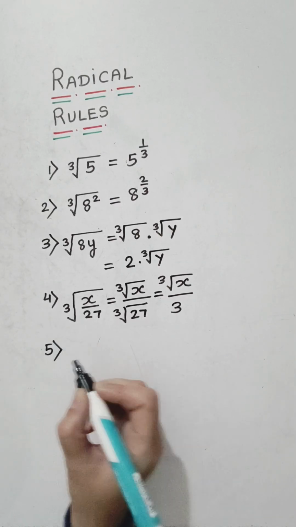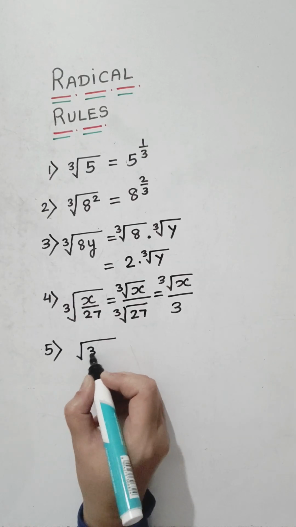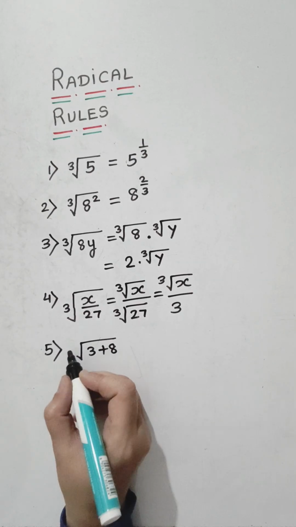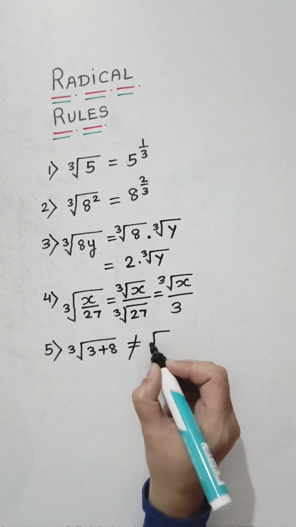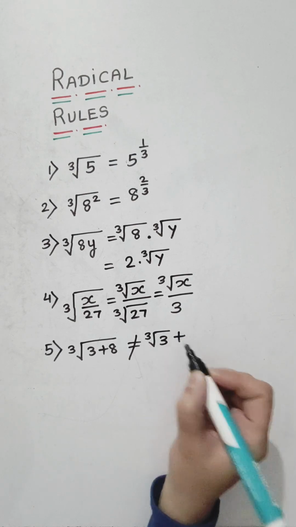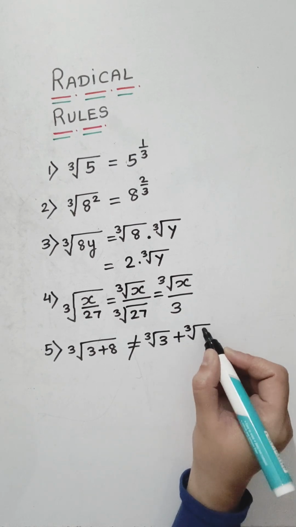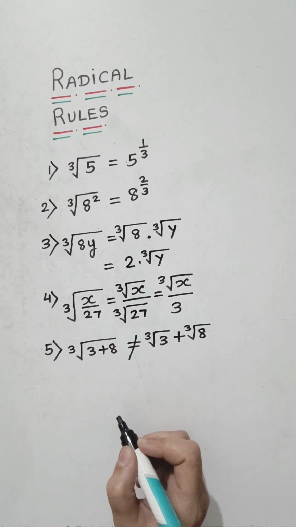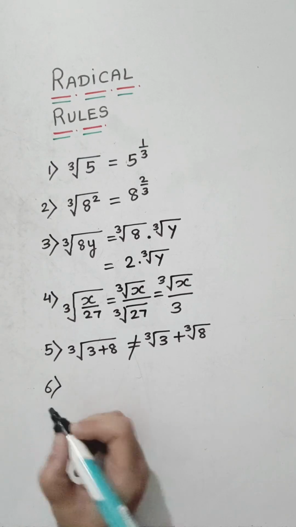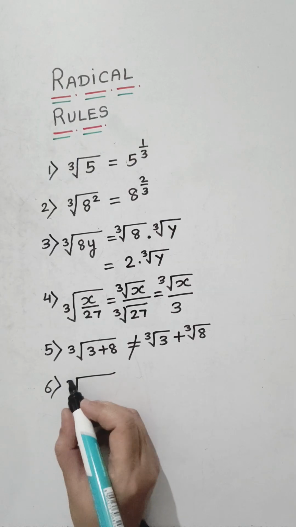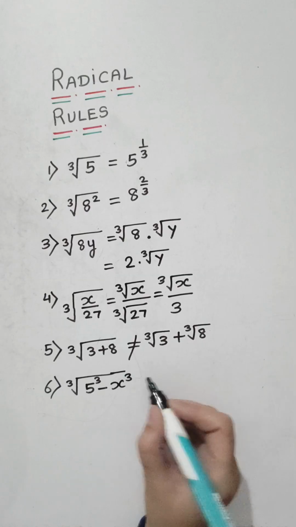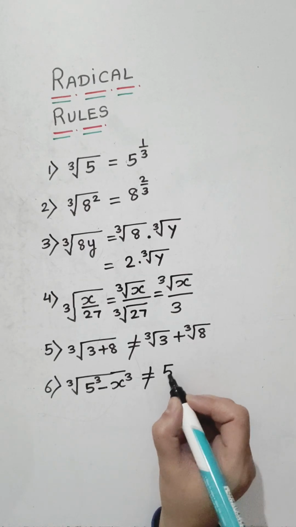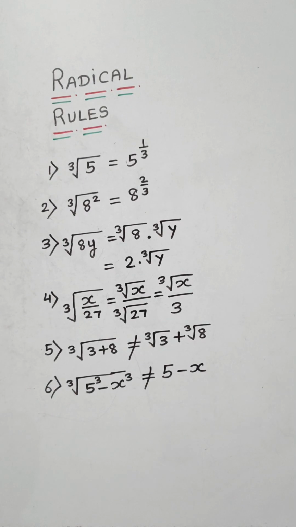Now the fifth one is if I have 3 plus 8 and its third root, it will never be equal to third root of 3 plus third root of 8. Okay, so you have to remember this. And the last example, third root of 5 cube minus x cube. It will never be equal to 5 minus x.